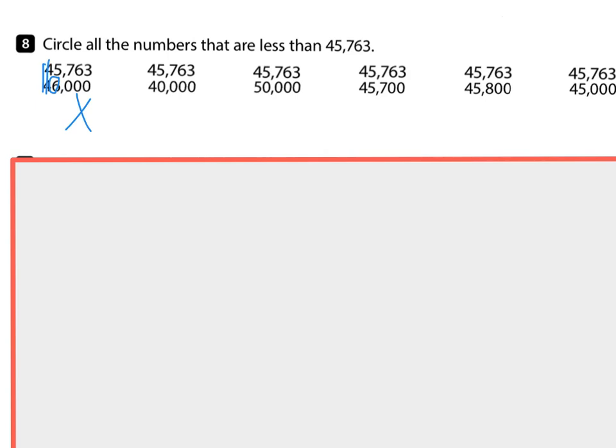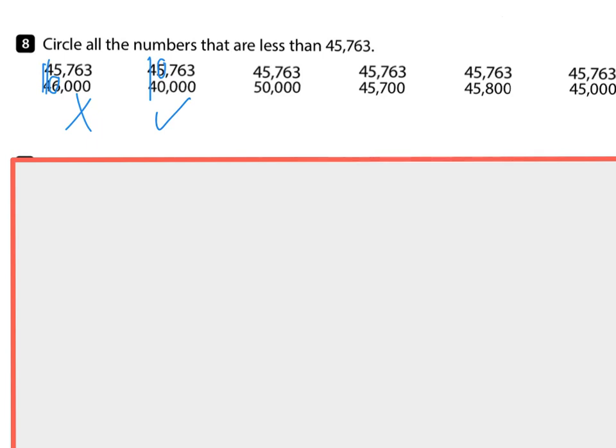We can see that our 10,000s place are the same. Cross them out. You can see that your thousands is greater than, the 5 is greater than the 0 in the thousands place. So then 40,000 is less than 45,763. So that does meet our criteria.